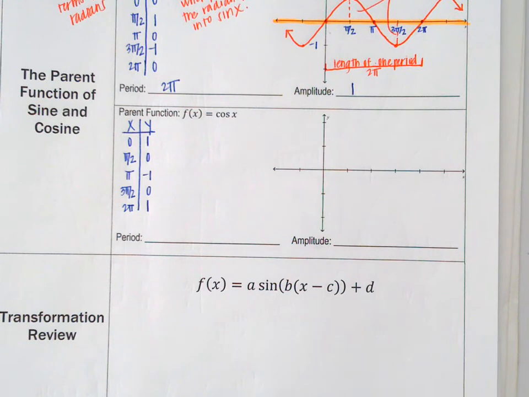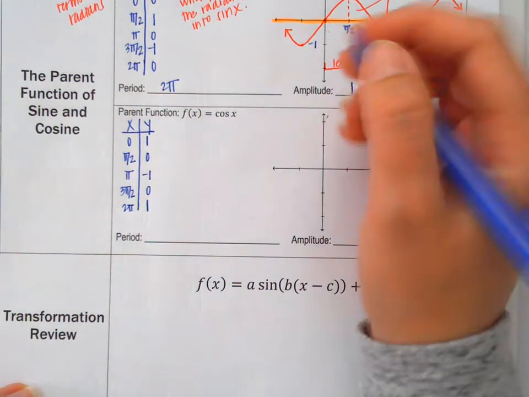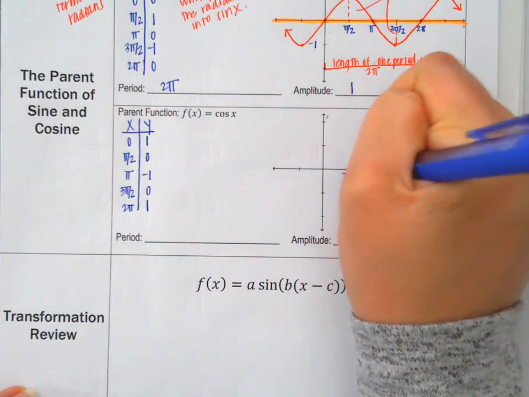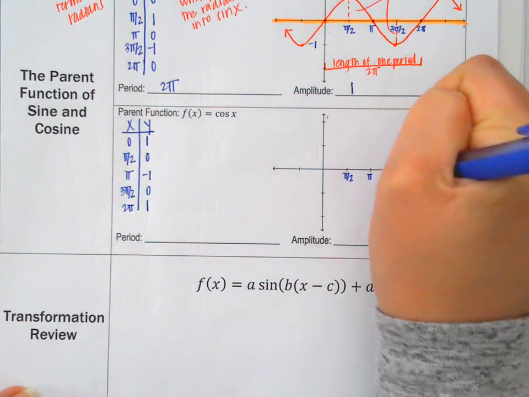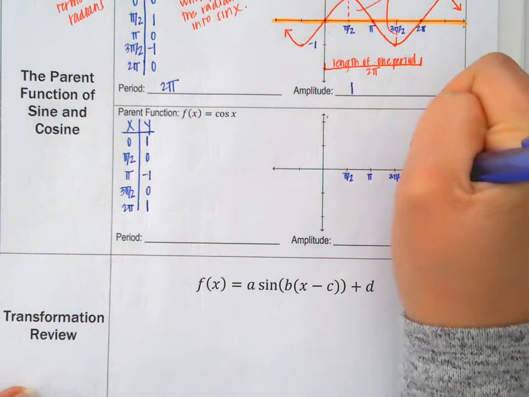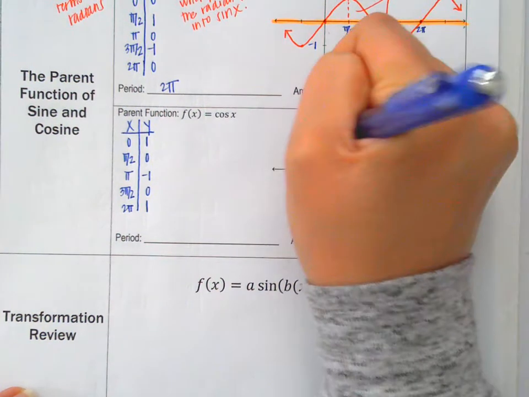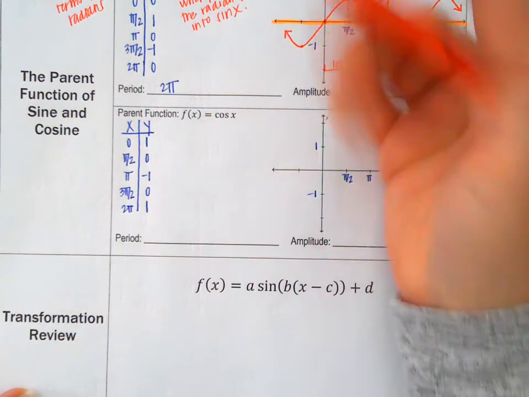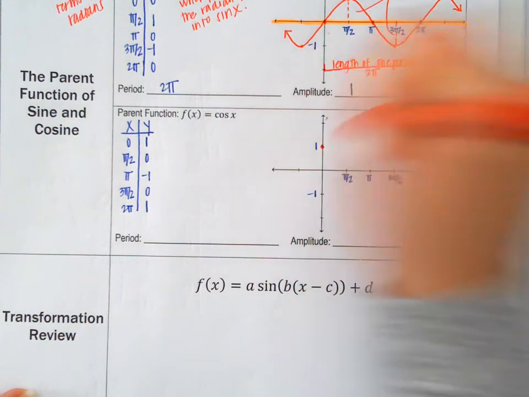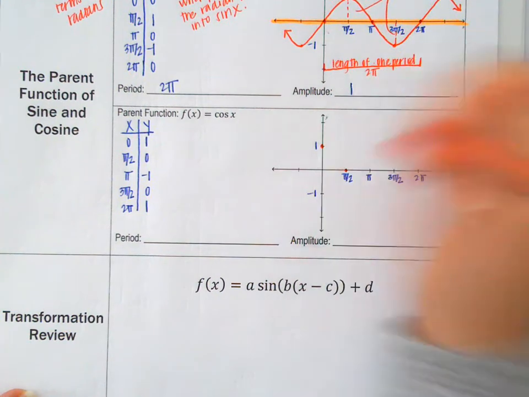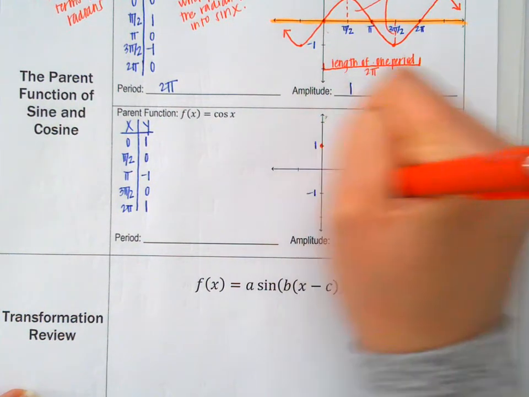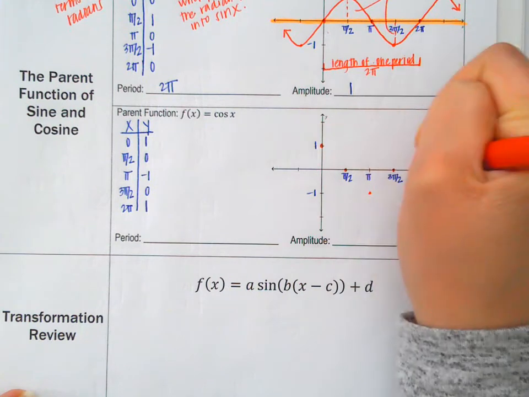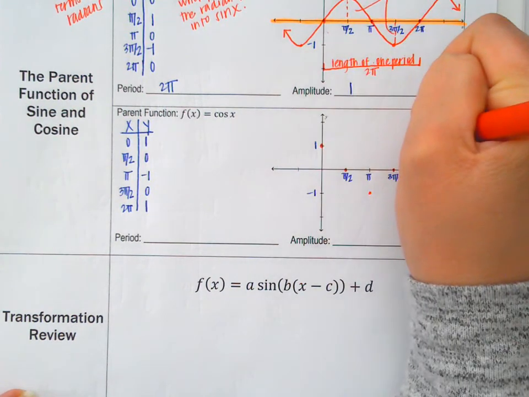And so again, I'm going to label my x-axis: pi over 2, pi, 3 pi over 2, and 2 pi. And then 1 and -1. So 0 is at 1. Pi over 2 is at 0. Pi is at -1. 3 pi over 2 is at 0. And 2 pi is at 1.